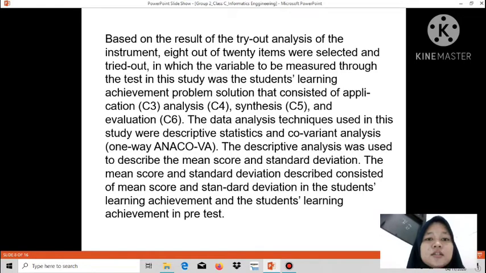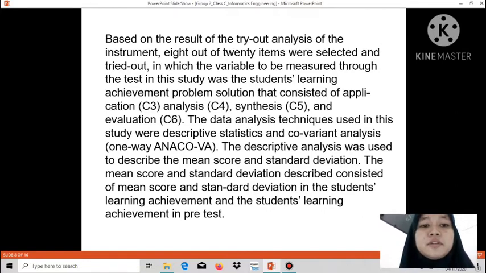Based on the result of the tryout analysis of the instrument, 8 out of the 20 items were selected and tried out in which the variable to be measured. The test in this study was the student learning achievement problem solution that consisted of application C3, analysis C4, synthesis C5, and evaluation C6.